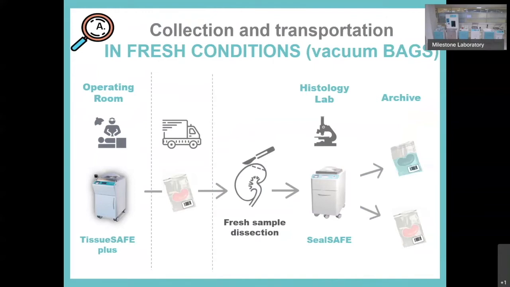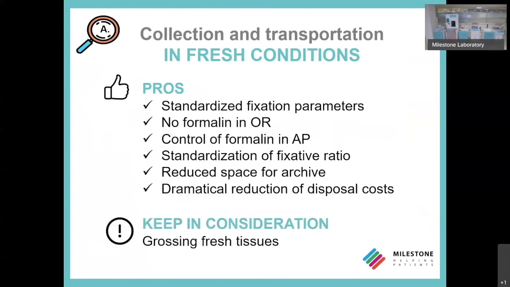A vacuum system like the Seal Safe can dispense formalin in a controlled way in the bag to start the initial fixation, and or reseal the bag with the remaining tissue for the final archive, with major benefit in space reduction and disposal cost reduction. So this scenario introduces a lot of advantages, like the standardization of the fixation parameters and no formalin at all in the operating room.